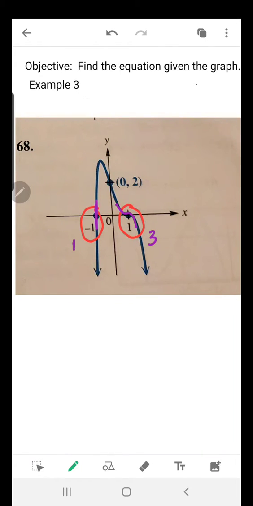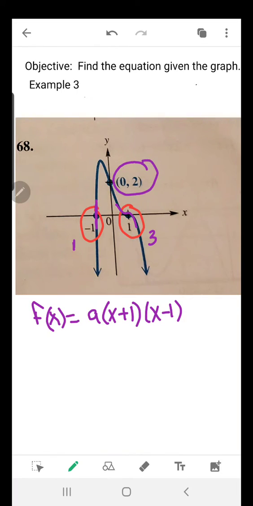So now let's go ahead and write down an equation. So we have f of x is equal to A times, we have -1, so it'll be x plus 1 times x minus 1. That's from that 1 here. This -1 comes from this one. The +1 comes from the -1. We are given the points that we're going to use in order to find A.